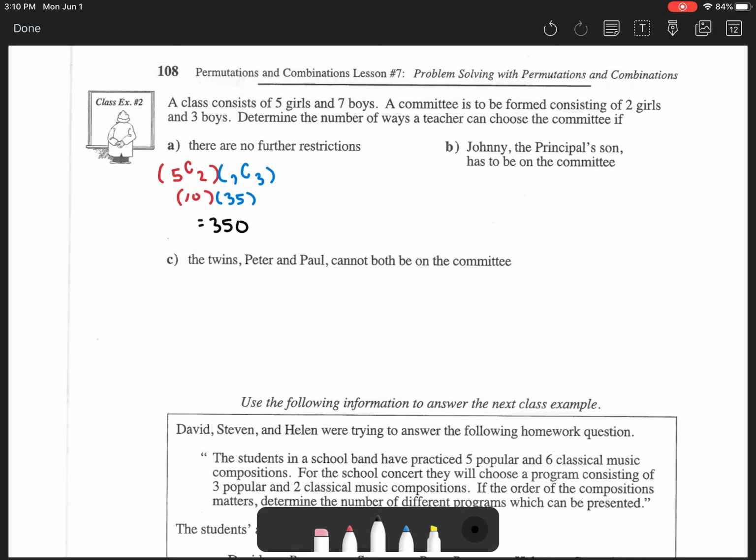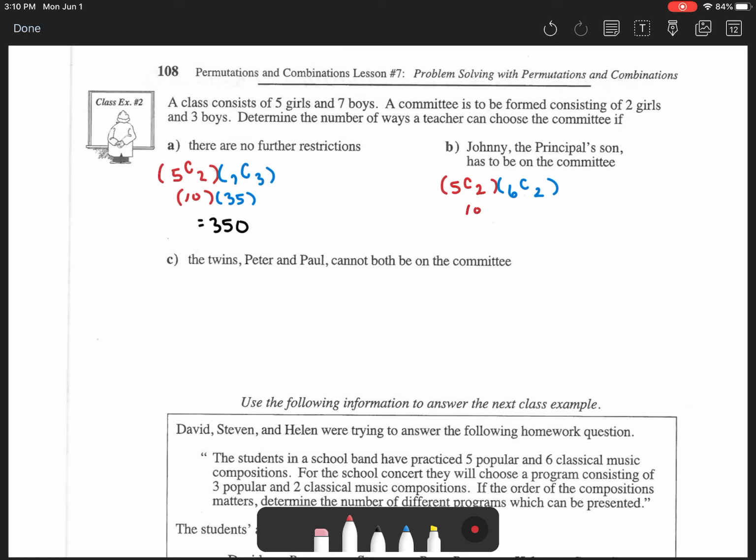Now, in B, Johnny, the principal's son, has to be on the committee. So just like in the last question with the P's, where you make the P first, you make that happen. Johnny is going to be on the committee. That does not change the girls; 5 choose 2 is still the combination for the girls. What Johnny being placed on the committee does is change the total number of boys from 7 down to 6, and now I only have to choose 2 more boys.